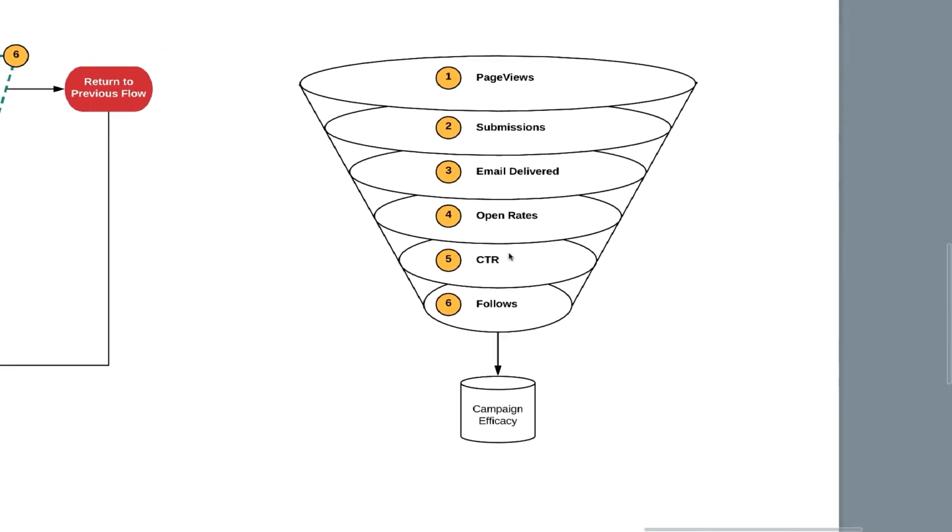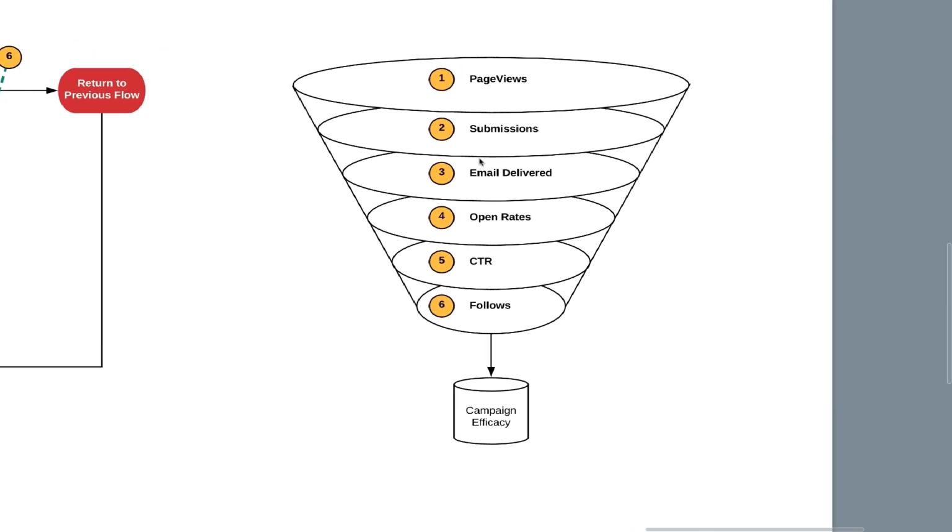The actual funnel looks something like this. So page views, submissions, was the email delivered, the open rates of the email, the click-through rate of that email, and then follows and sign-ins or sign-ups. Now that gives us a rough understanding of what our campaign efficacy actually turned out to be.